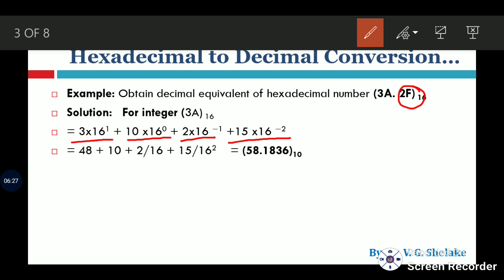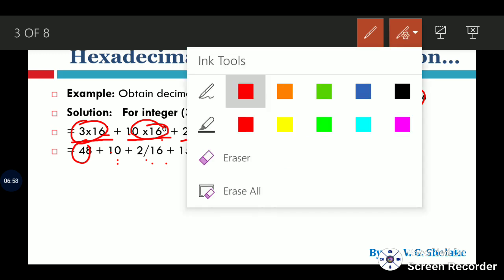If we add the weight of this, because 16 raised to minus 2 means 1 upon 16 square, it means 15 upon 16 square, 2 upon 16, 10. 16 raised to 0 means 1, so it will be 10. 16 raised to 1 means 16 into 3, so it will become 48. So 48 plus 10 plus 2 upon 16 plus 15 upon 16 square is nothing but 58.1836. That is our equivalent decimal number.